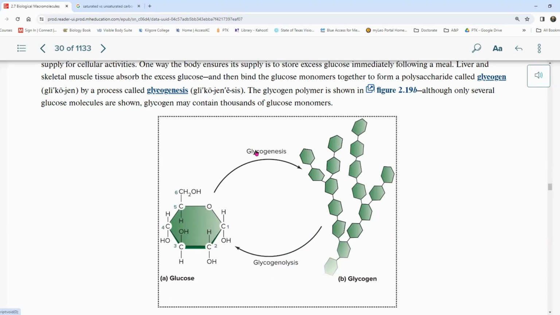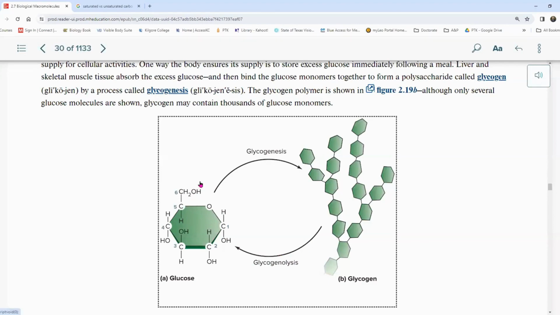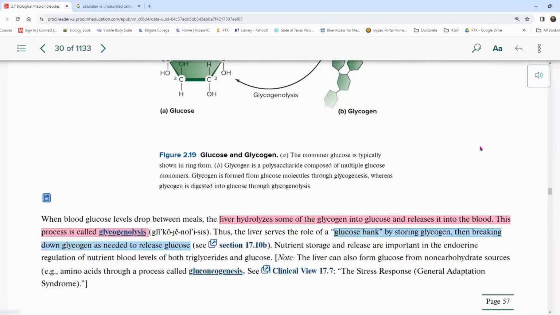So you have anabolism where it's building up, and then catabolism where it's breaking down. So now that you understand, this is a better representation of how metabolism is actually working.